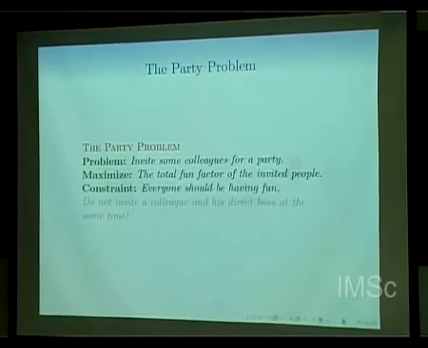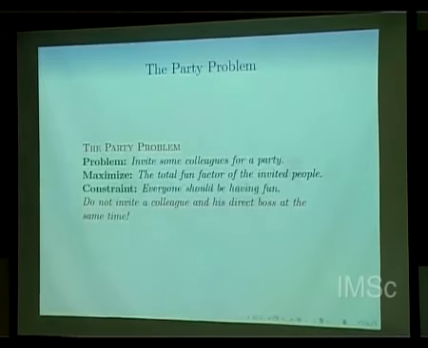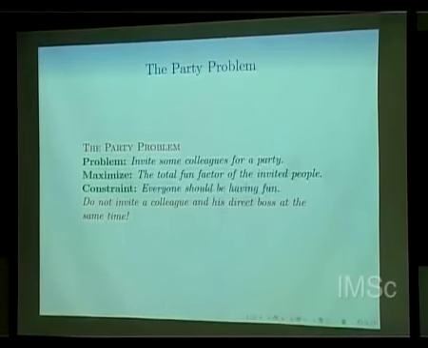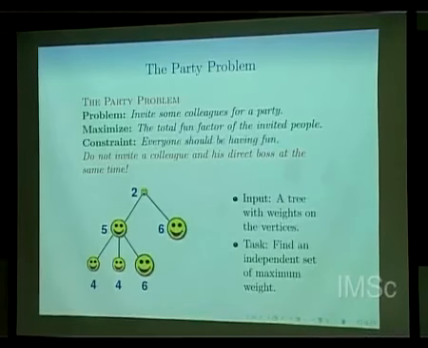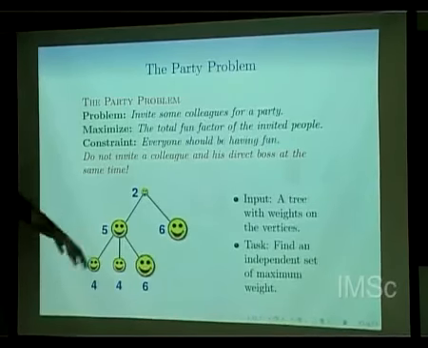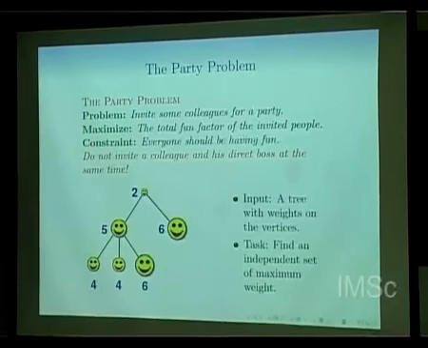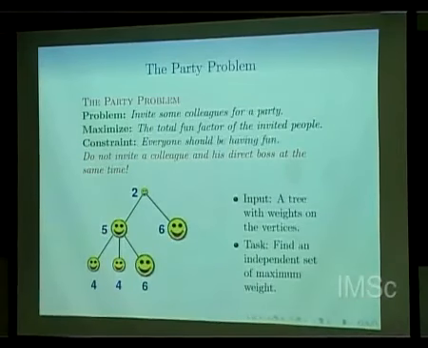So one constraint is this: do not invite a colleague and his direct boss. You will never have fun, right? Because of the relationships, you will never have fun. Essentially, in most sectors or most companies, there is a very hierarchical order. So you have some people at the bottom and some people on the top. Basically, you have certain weights on the vertices of the tree, basically how much fun factor the person can have. And actually, our job is to find a maximum independent set in this graph.